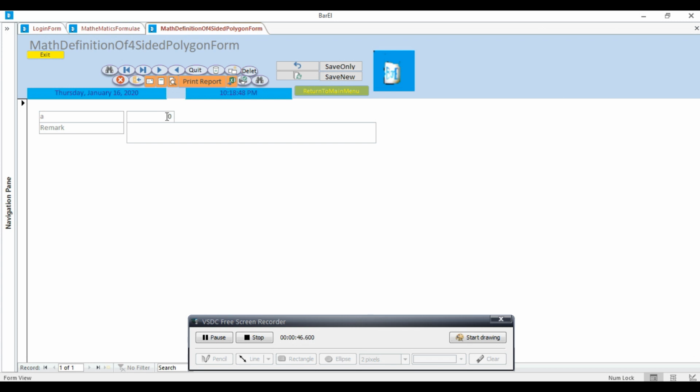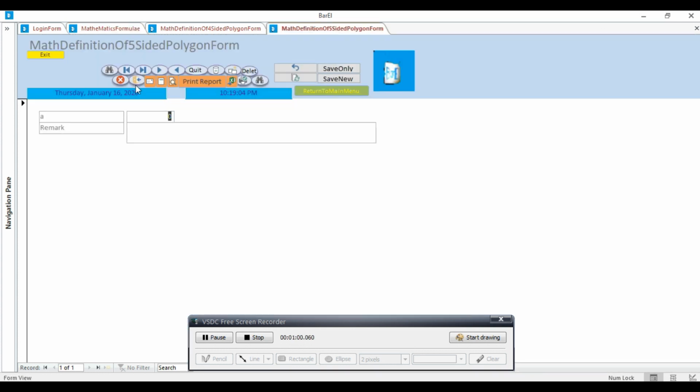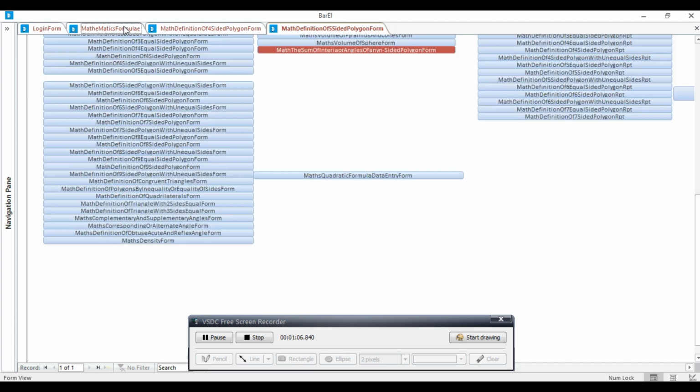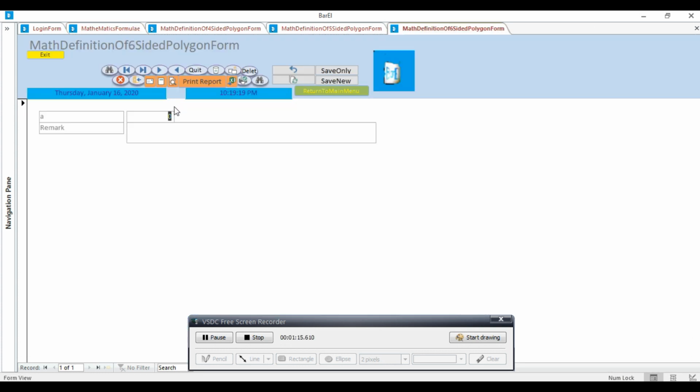Name given to a four-sided polygon. It's a quadrilateral. A five-sided polygon. It's a pentagon. A six-sided polygon. It's a hexagon.